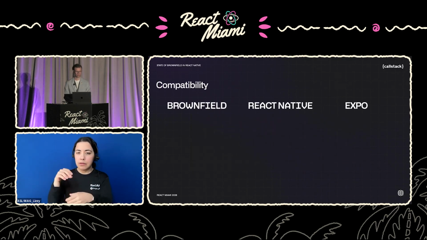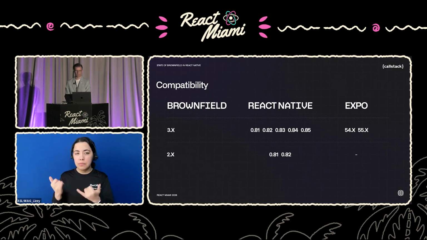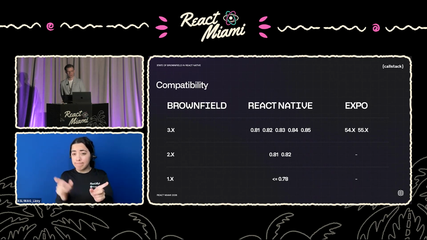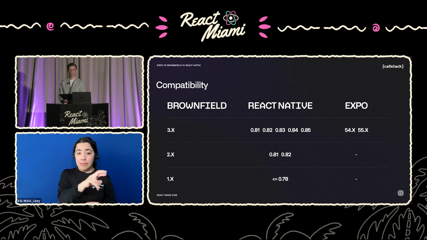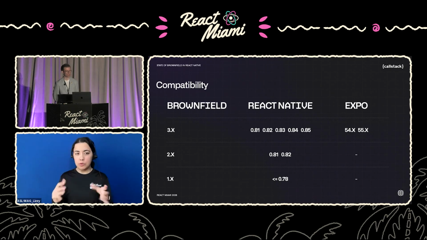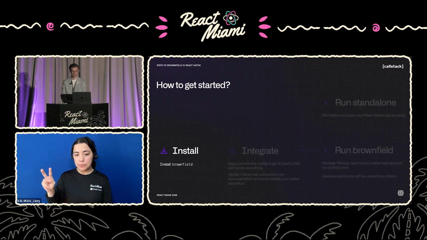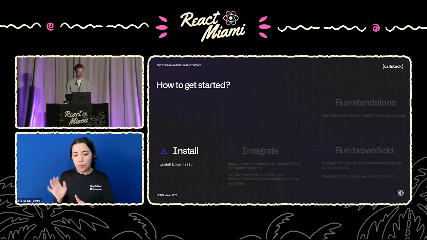Now I would like to go over the compatibility aspect. We have a few versions of the Brownfield library because it has a somewhat long history. With version 3.x, we support React Native versions from 0.81 through 0.85, the newest one, and Expo 54 and 55. At least these are the versions that we test and currently maintain tests for. Version 2.x supports 0.81 and 0.82, and for older versions, you should use version 1.x, of course, if you are still using such legacy React Native versions.